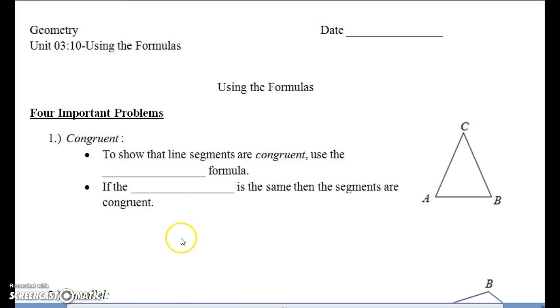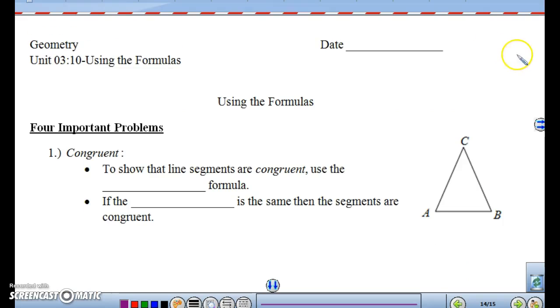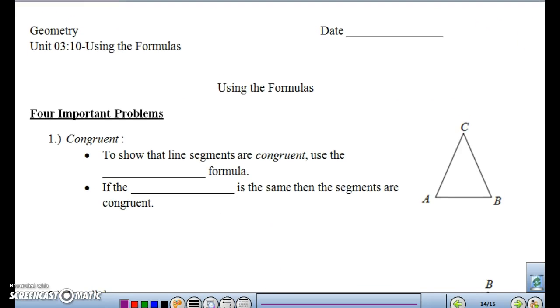What does congruent mean? It means the same length. So to show that two line segments are congruent, we have to use which formula? Well, congruent means the same length, so we would have to use the distance formula. The distance formula says if the distance is the same, then the segments are congruent.